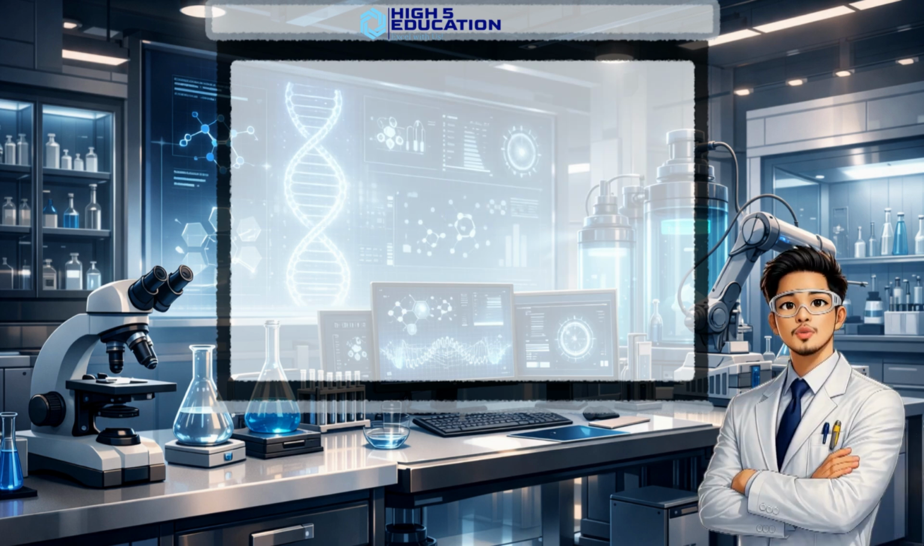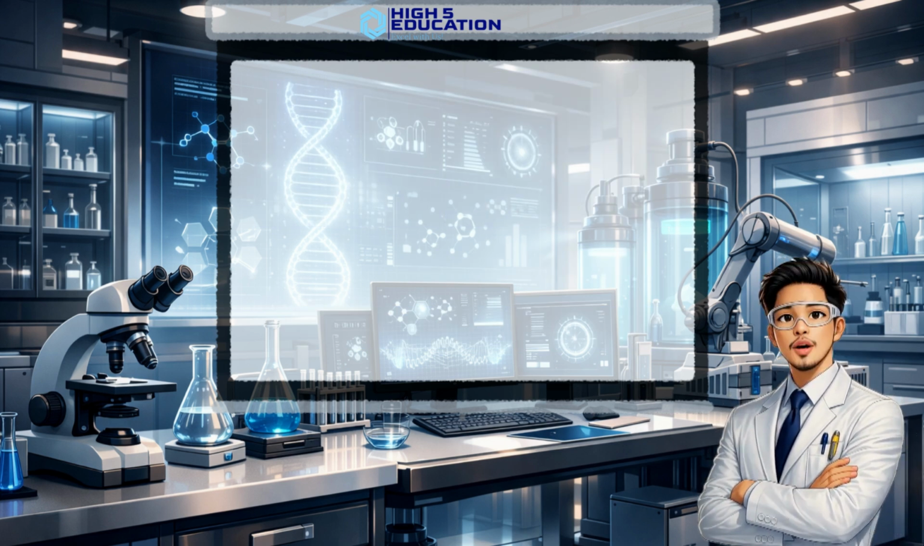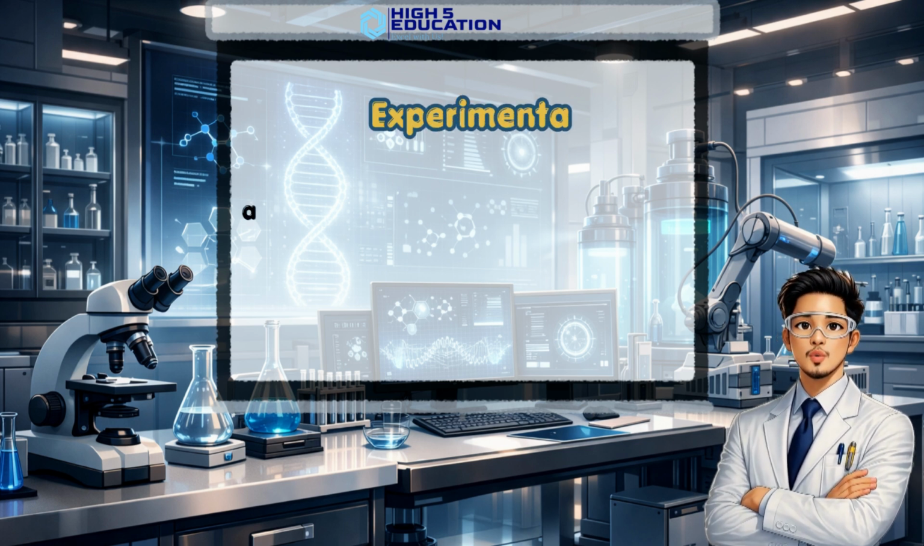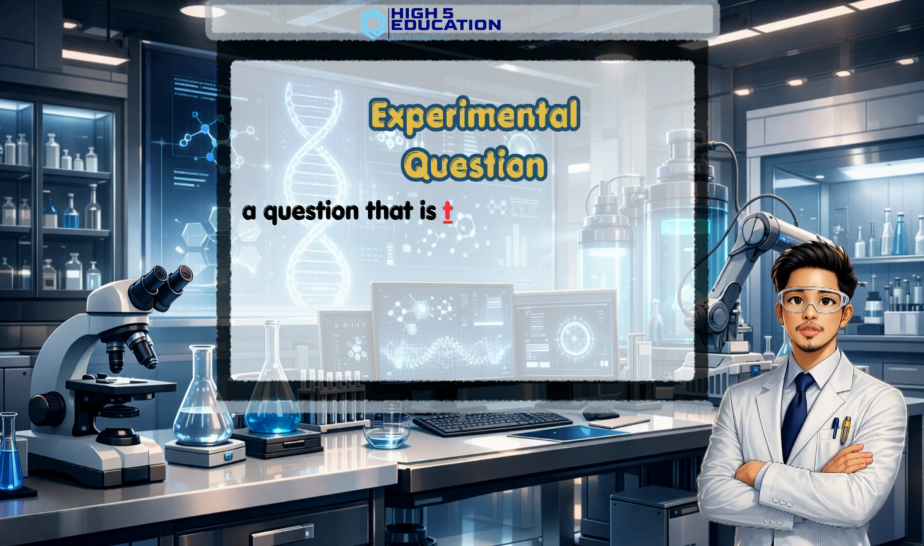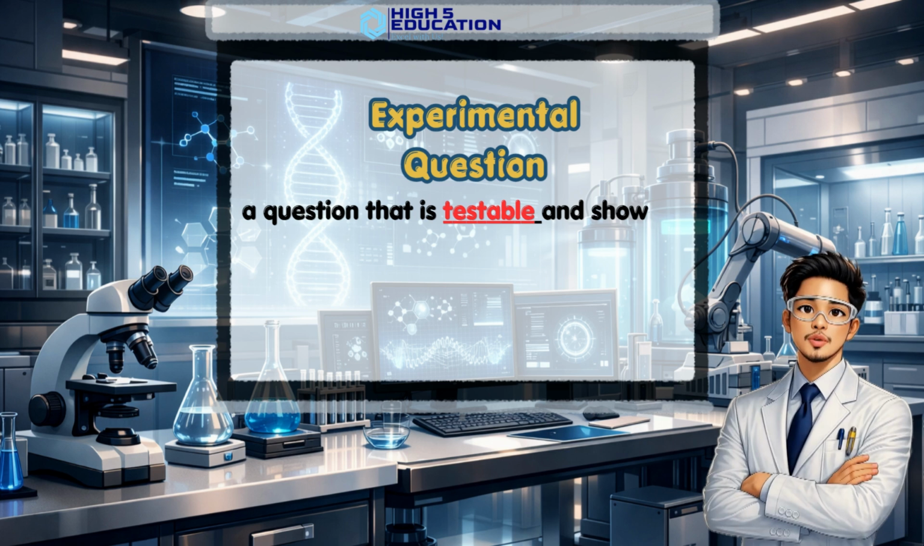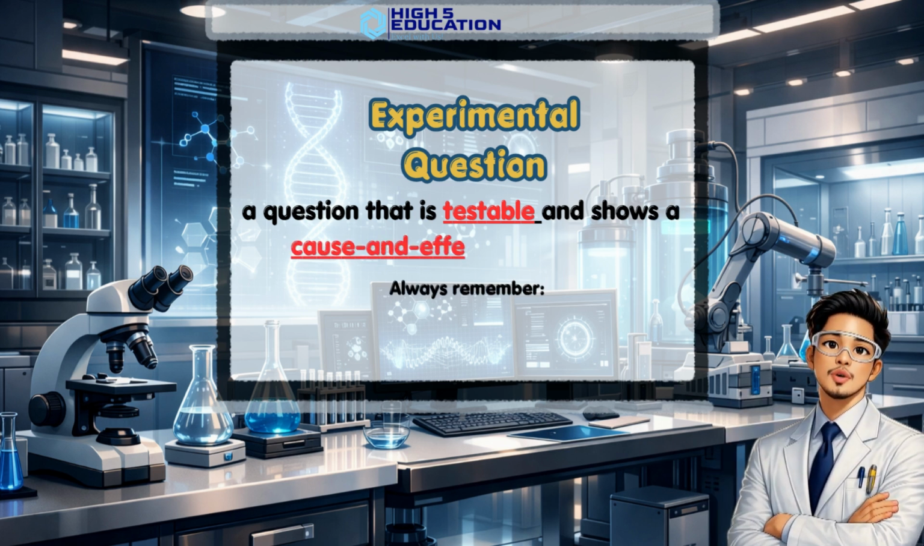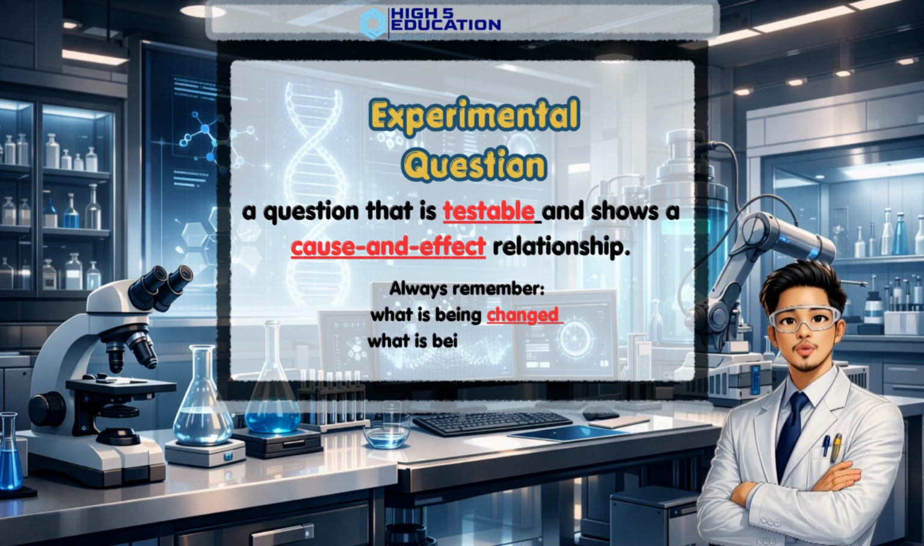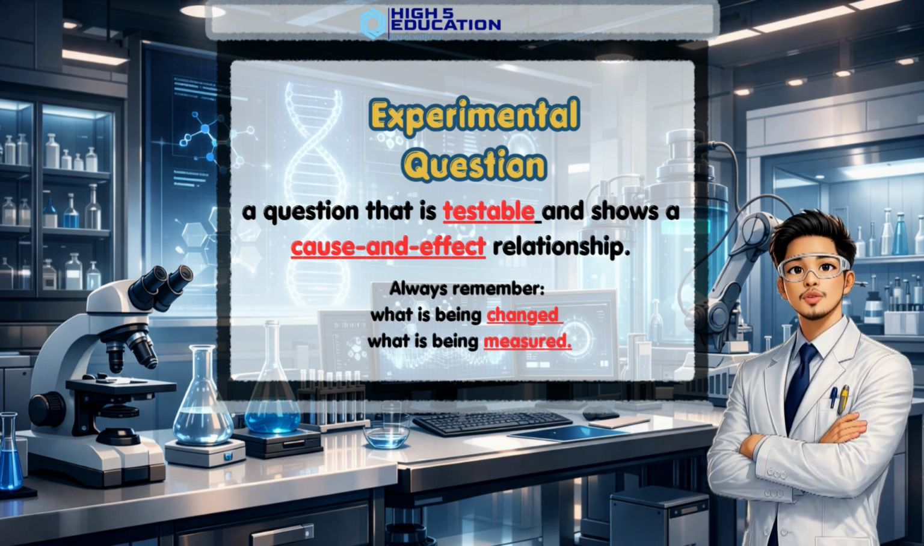All right, class, before we end, let's quickly remember what we learned today. We learned how to identify an experimental question, a question that is testable and shows a cause and effect relationship. Always remember what is being changed and what is being measured. If you can answer those, then you have an experimental question.